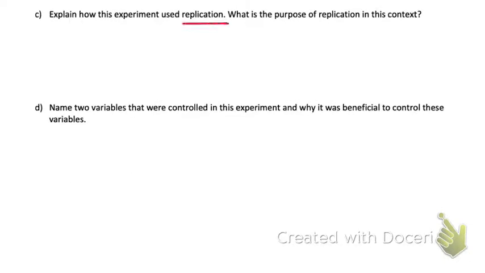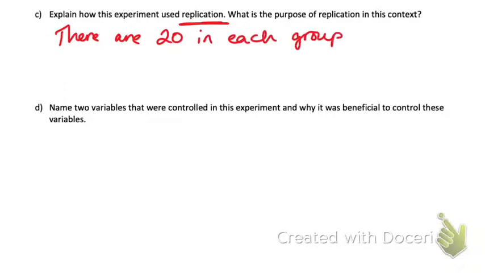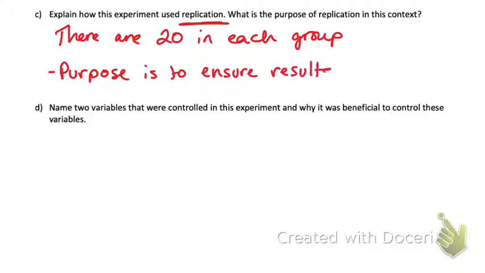Explain how the experiment used replication. Replication is making sure we have more than one in each group. So how did we use replication? There are 20 in each group. Now, what is the purpose of replication? The purpose is to ensure results are not due to chance.